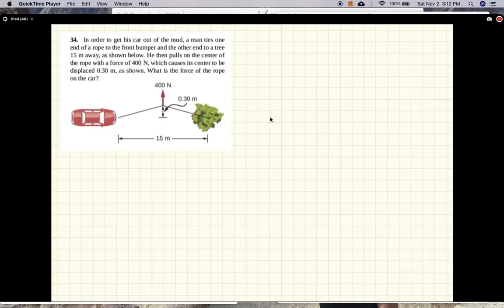So this distance is 0.3 meters. And this distance is 7.5 meters. This distance is 7.5 meters. What is the force of the rope on the car? So essentially, what is the tension in the rope is what we're asking.